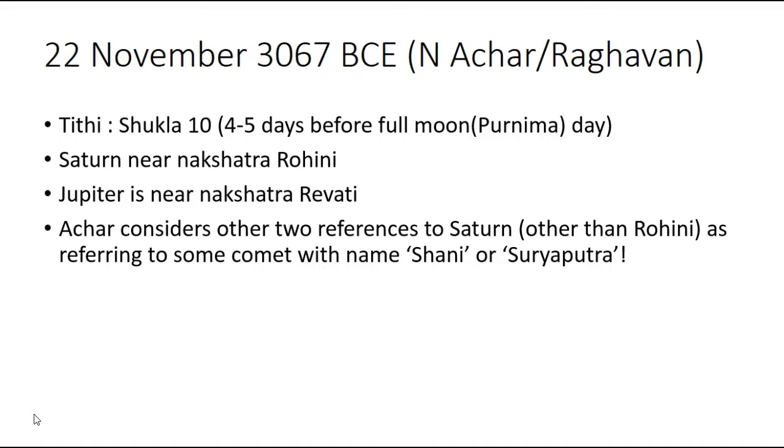And if we try to test it with available information that we have on 200 plus comets, we do not find any comet showing up anywhere for this date or during this year of 3067 BCE. So that is that. Let's move on to the next claim for the first day of Mahabharat war. 8th November 2585 BCE, and this is by Venkatesh Bapuji Ketkar.